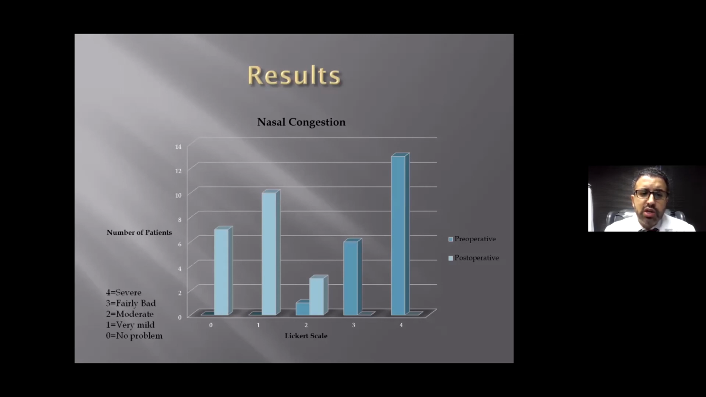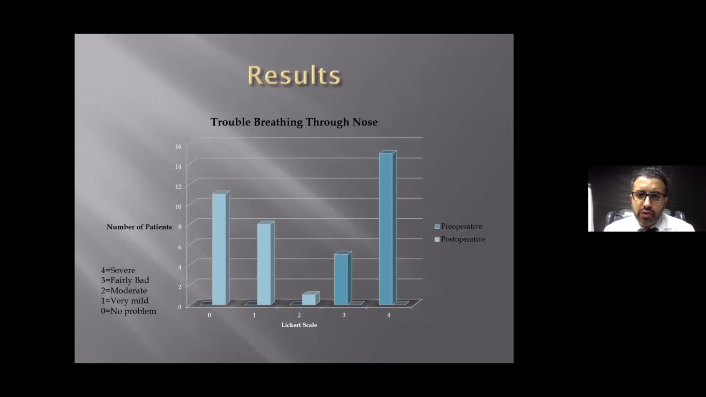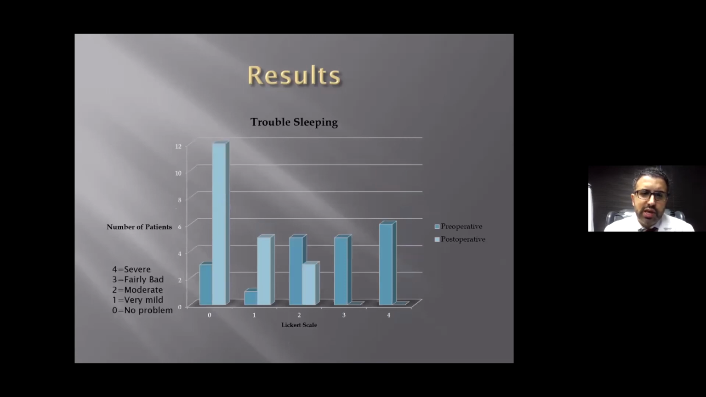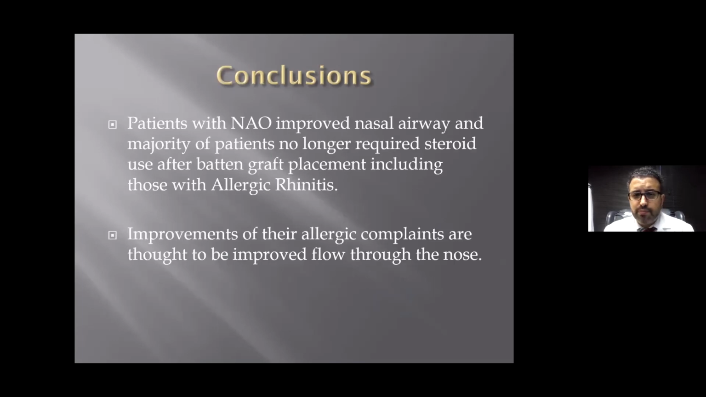There's a reduction of severity from 0 to 1, which is no problem or very mild, versus severe to fairly bad. Next slide. And we see this in both the congestion, the obstruction, next slide, the difficulty breathing through the nose, next slide, the trouble sleeping, and the inability to get air through the nose. Even for patients that have difficulty sleeping, there are many different factors that affect sleep, but not being able to breathe definitely impacts your ability to sleep.